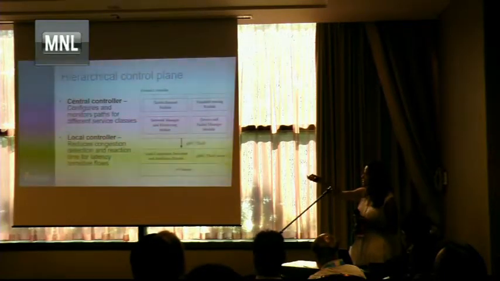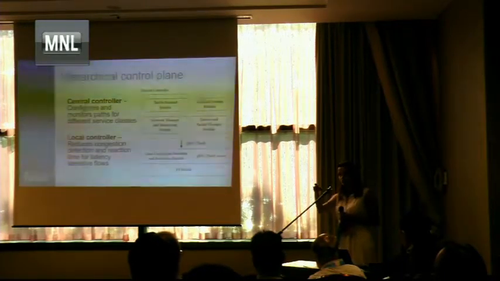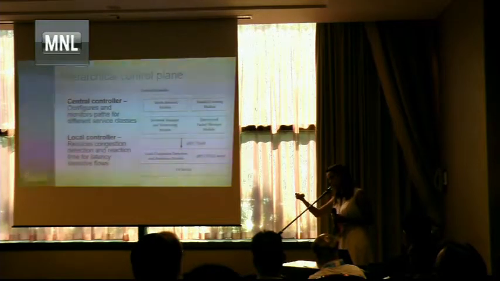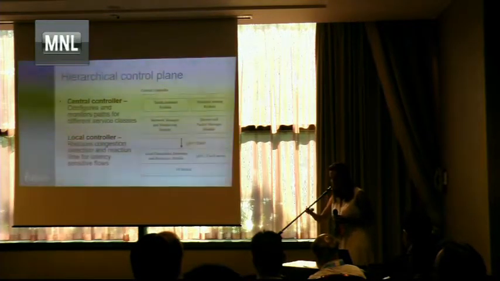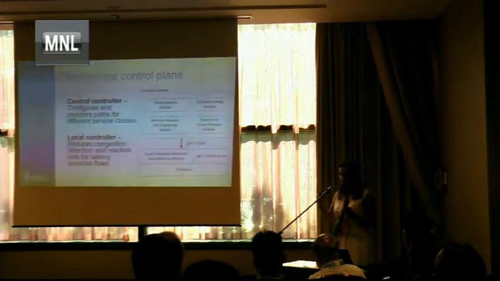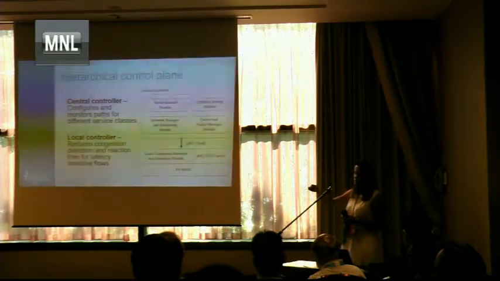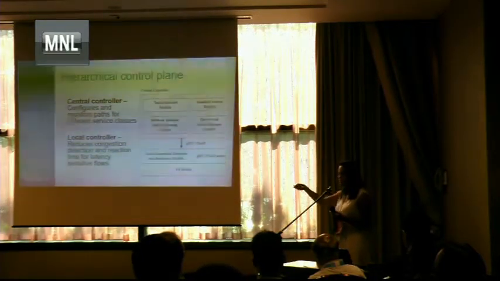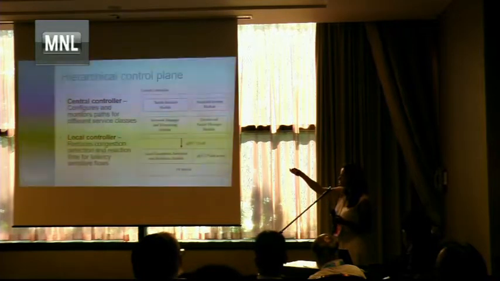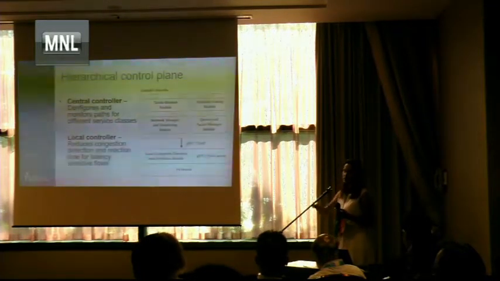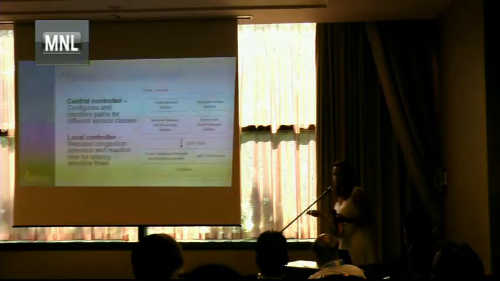So the central controller actually configures the table entries. So the primary and the backup path, and the thresholds that the local controller uses. So these values are set. So the thresholds are actually set in some registers. So the central controller actually has to set these values and the primary and backup path, but nothing else.